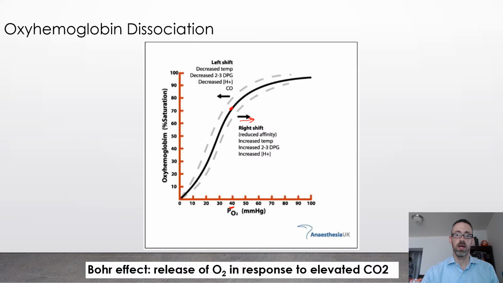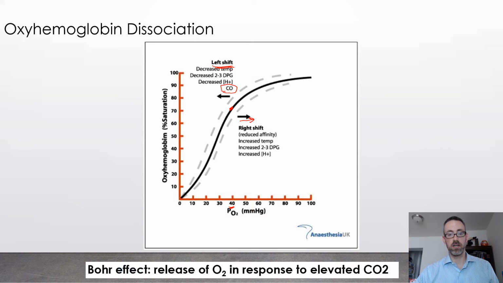Now a left shift, which you can see over here, increases the affinity for oxygen, so it's less likely to give up its oxygen. That would be really the reverse of everything we just talked about. So if there's a decrease in temperature, so colder temperatures, a decrease in 2,3-DPG, an increase in your pH, and then specifically carbon monoxide is sort of a classic example. Carbon monoxide binds with very high affinity to hemoglobin and reduces the ability for oxygen to actually bind, but the oxygen that's bound to hemoglobin in the presence of carbon monoxide doesn't get released readily. So it shifts everything to the left, which makes it less likely to release its oxygen.